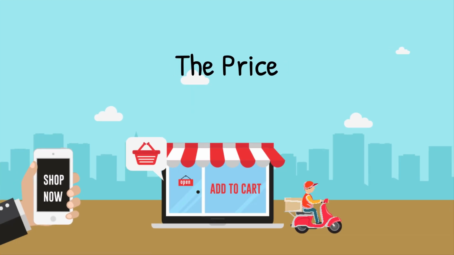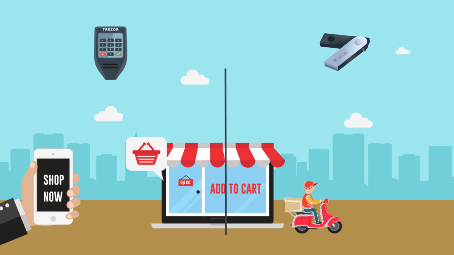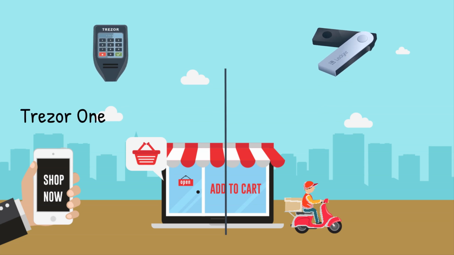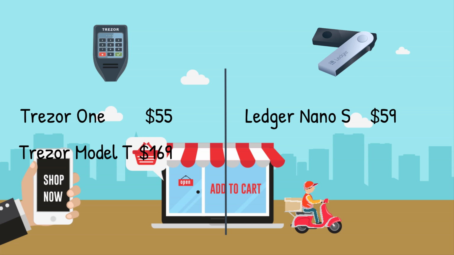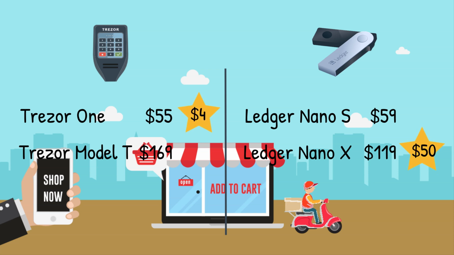The price. For standard version of hardware wallet, Trezor One is $55, while Ledger Nano S is $59. For premium version, Trezor Model T is $169, while Ledger Nano X is $119. Trezor is cheaper by $4 for standard version, but Ledger is cheaper by $50 for premium version.